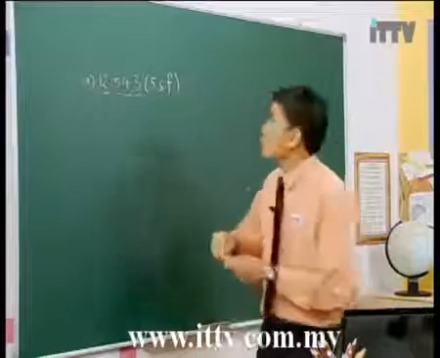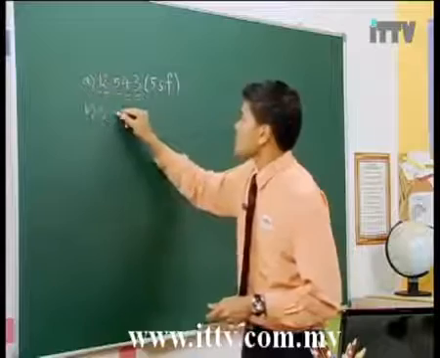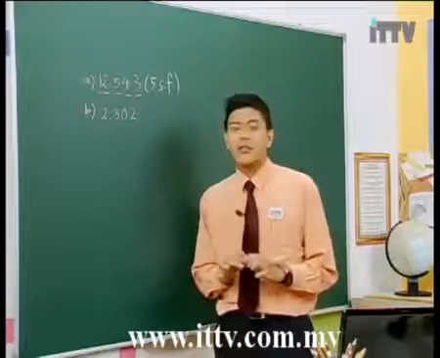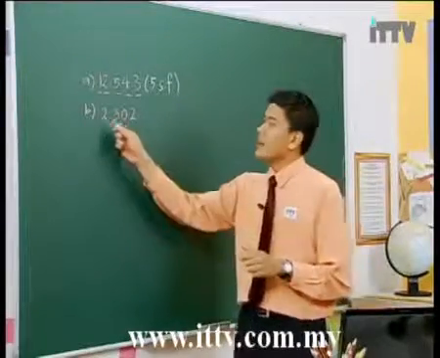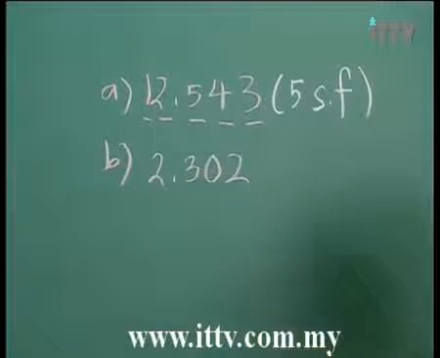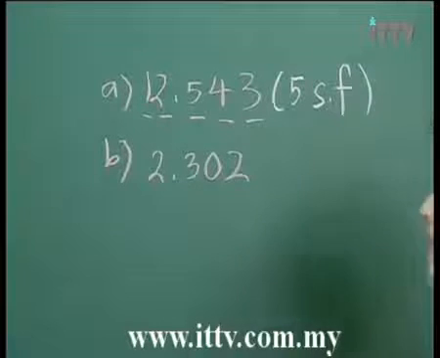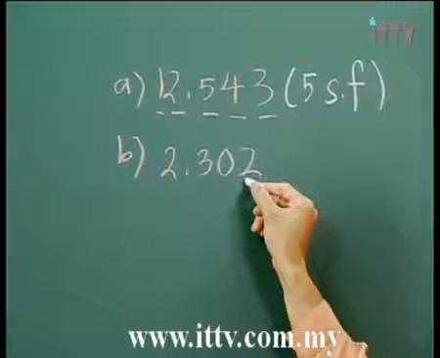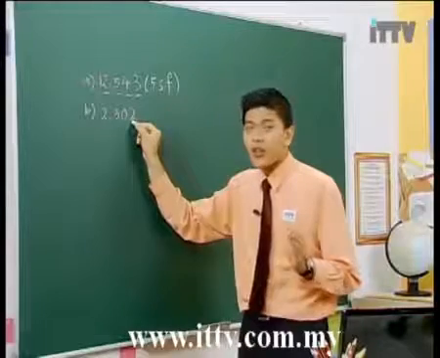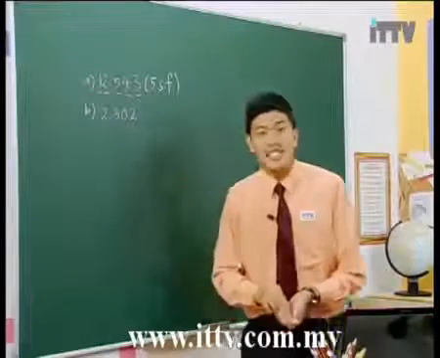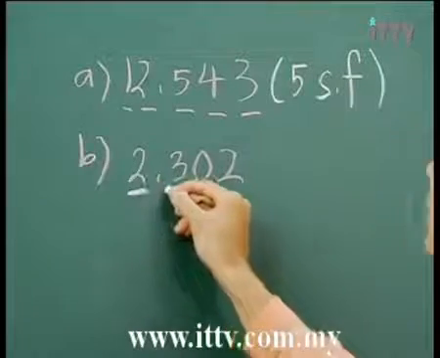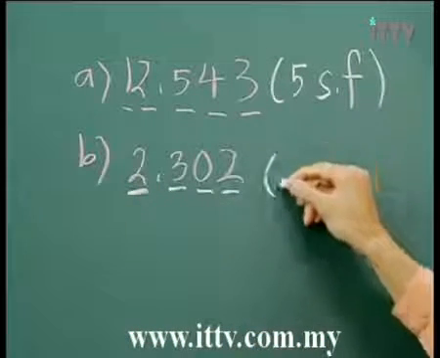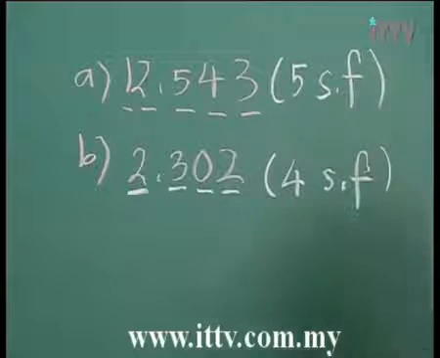Alright, in B, 2.302. Can you identify which rule is at play here? The first two rules. Look carefully. The first rule says that 2, 3 and 2, since they are non-zero, they are significant. But what about the 0 here? The 0 is between two non-zero digits. So according to rule 2, such zeros are significant. So this makes all the digits in this number significant. And how many are there? 1, 2, 3, 4. Remember, we always count from the left to the right. So this number has 4 significant figures.